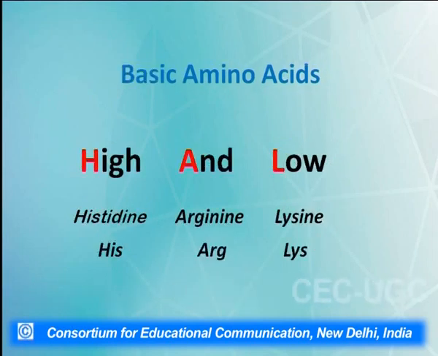Now, if I talk of basic amino acids, then the sentence is "High and Low." In this, I have indicated the first alphabet of each word with a capital. That means H will indicate an amino acid as well as A and L. So H is for histidine, A is for arginine, and L is for lysine. So high and low are representing which amino acids? They are representing basic amino acids.